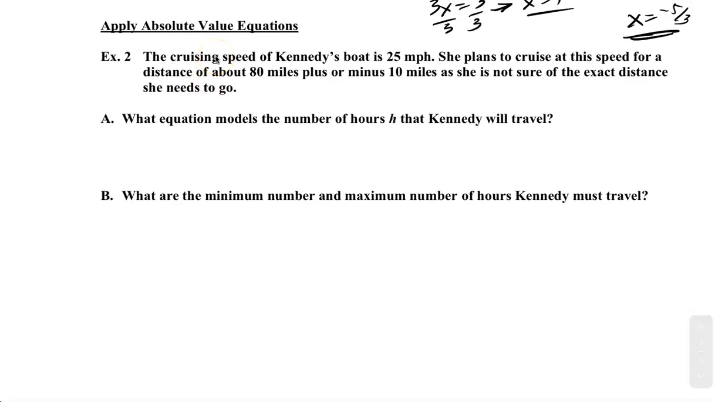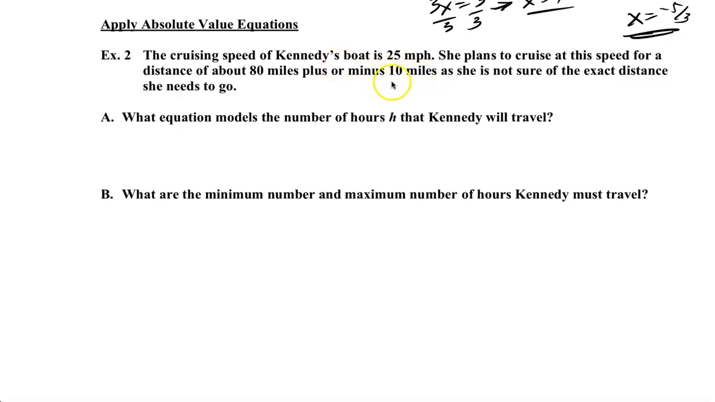Let's apply an absolute value. So the cruising speed for Kennedy's boat is 25 miles per hour. Oh, so relatable. Boat speed. Anyway, she plans to cruise at this speed for a distance of 80 miles plus or minus 10 miles. That's going to be our absolute value right there. The plus or minus 10 miles, right? We'll get to it, but that's going to be key, as she is not sure the exact distance she needs to go. Write an equation that models the number of hours h that Kennedy would travel.